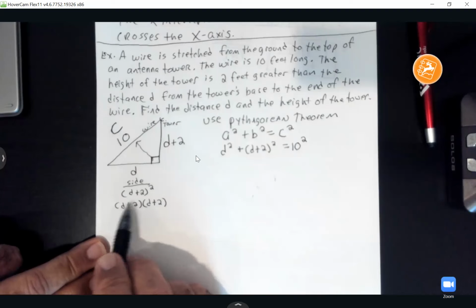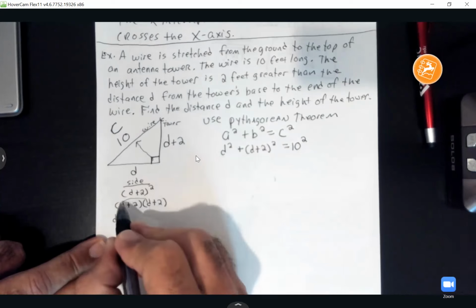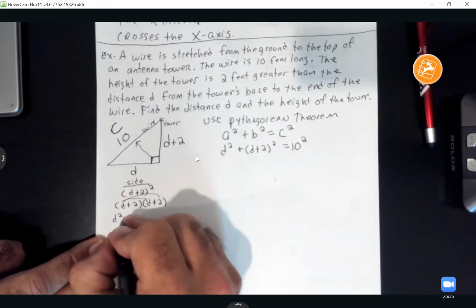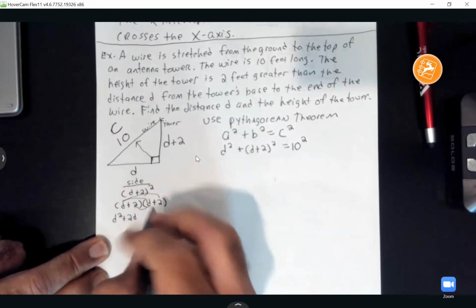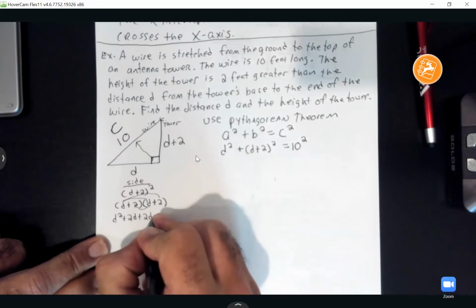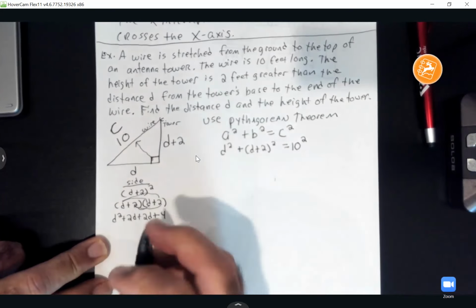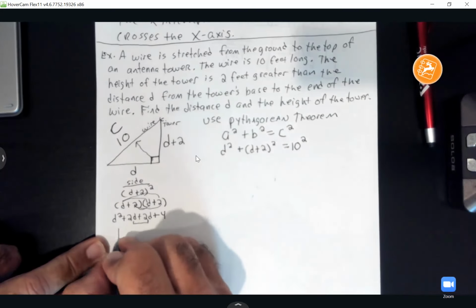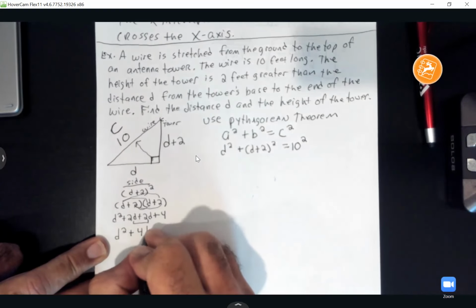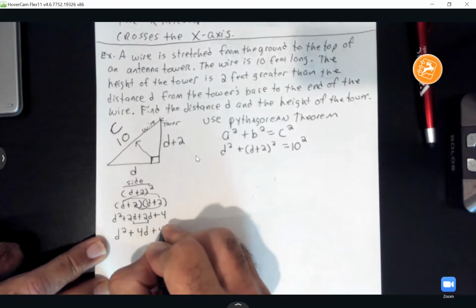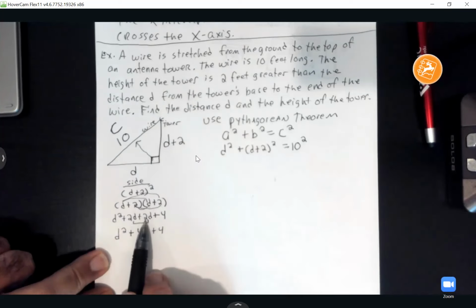So here we go. D times D is D squared. Now I'm going to do D times 2 is 2D. On the inside, I got 2 times D is 2D. And then at the end, 2 times 2 gives me 4. I'm going to add my like terms, so that I get D squared plus 4D plus 4.